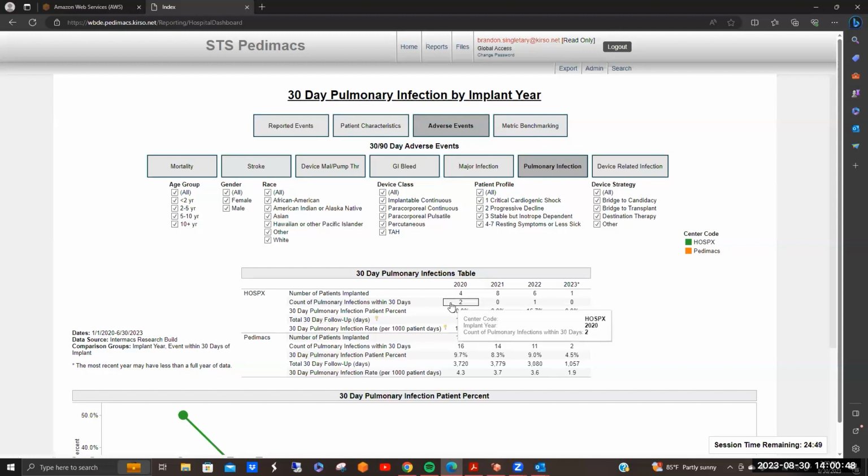One of the other things we did was we changed the calculation of our patient percent values. Those were previously really displaying more of an event percent per year. We have now fixed that to where it shows a true patient percent value. So if a patient has more than one event, they will still only be counted once in that patient percent calculation.